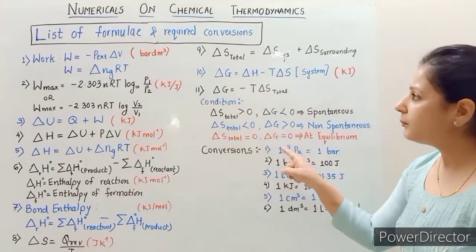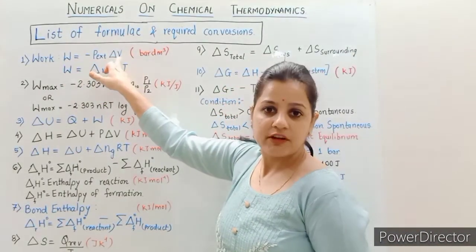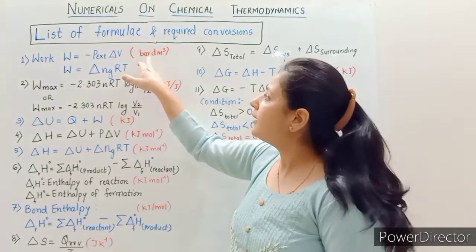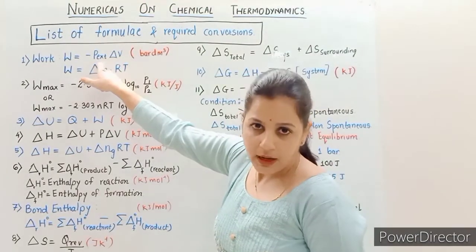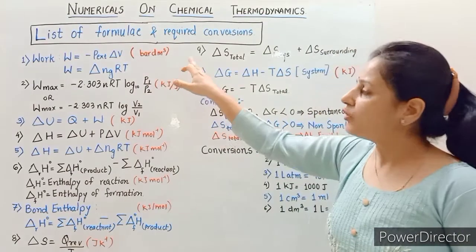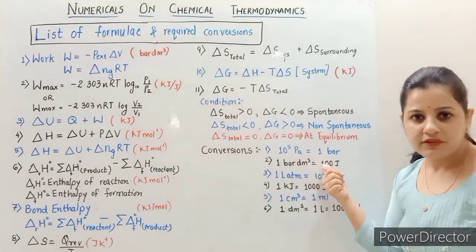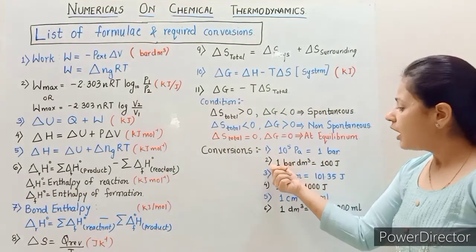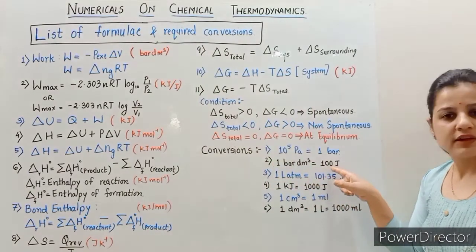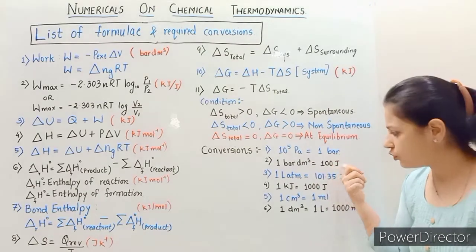Whenever we use the formula to find the work done, that is P external into delta V, mostly the pressure is given in bar and the volume is given in dm cube. So whenever we have to convert bar dm cube into joules, the conversion is 1 bar dm cube is 100 joules. So whatever answer comes here, that much is equal to 100 joules, and then we can divide it by 100 to find the answer in joules.